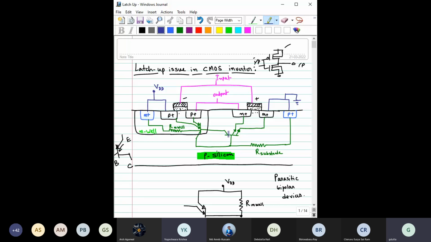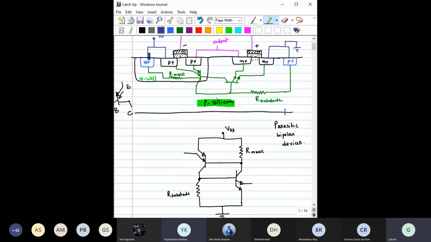Then you should have one more region which is of N type. So this entire region is of N type, and this entire region is connected with the N plus region through this. Is it clear, the formation of these two transistors and how these resistances are coming? If you now rethink that entire circuit, you could draw an equivalent circuit model like this.